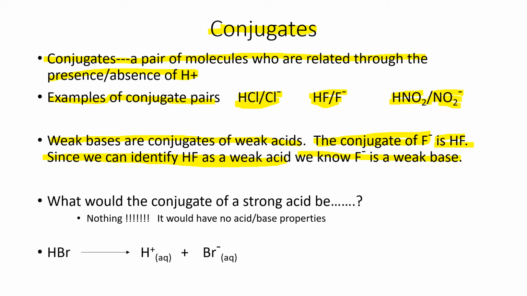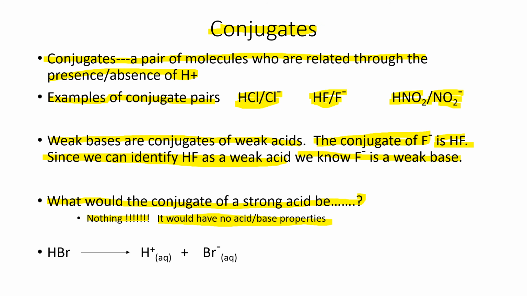Now, you might be tempted to use some word games to say some things that wouldn't be true. I said that weak bases are the conjugates of weak acids. So what would the conjugate of a strong acid be? Now you may be thinking, well, the conjugate of a weak acid is a weak base, so maybe the conjugate of a strong acid should be a strong base. Well, that would be incorrect. Or maybe you'd say, well, the conjugate of a strong acid should still be a weak base. Well, neither of those are correct. The conjugate of a strong acid is nothing. Not nothing in that it doesn't exist. It's nothing in that the conjugate of a strong acid would have no acid-base properties to it.